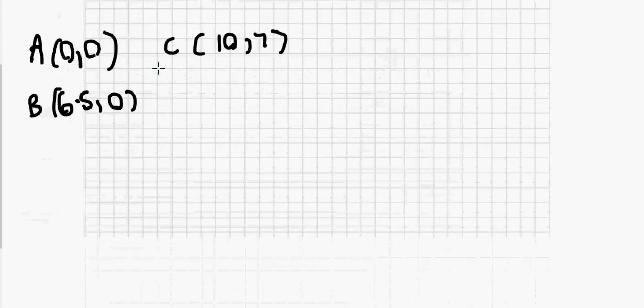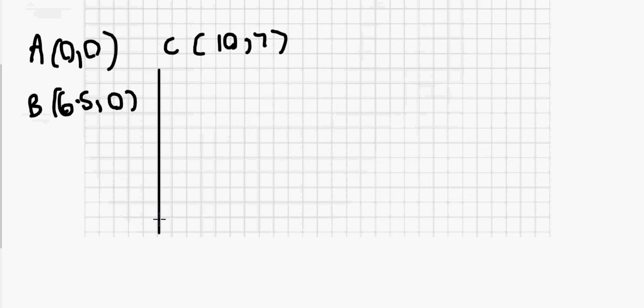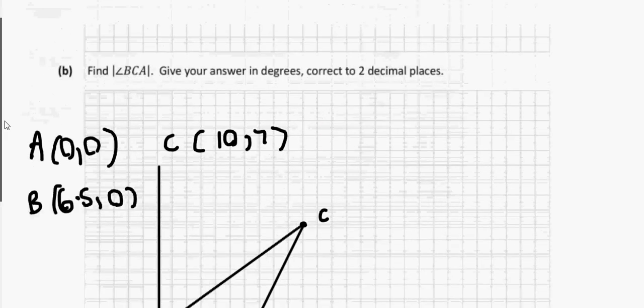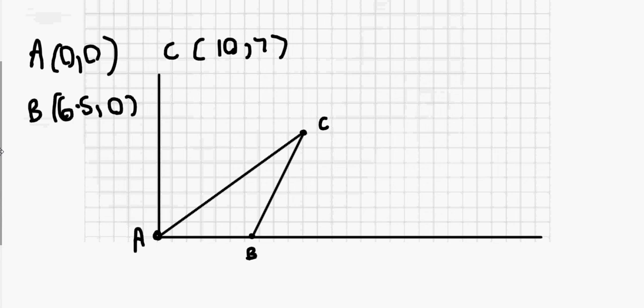Now, I'm going to do a rough diagram of this again, similar to what I did earlier. A is here. B is 6.5, so 3 plus 6.5 is there. And then C is 10, so that's 7, 8, 9, 10, up 7, and there's C. What it wants from me is the angle BCA, B to C to A. So it wants this angle here.